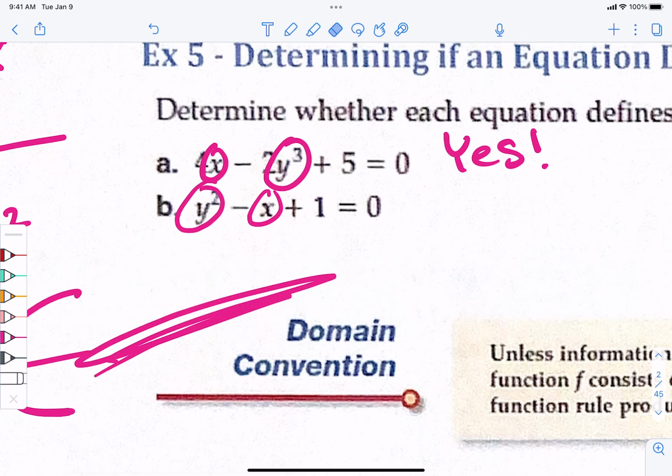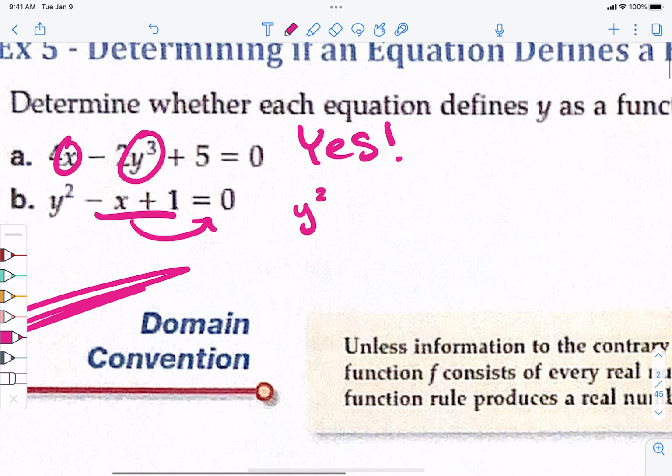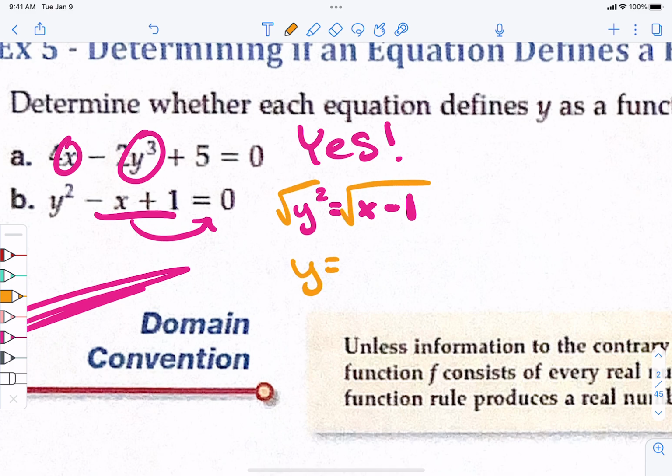Now, how do you know this? Let's say I'm solving for y, trying to get y by itself. Let's move these to the other side. I don't believe it either, right? If I subtract those to the other side, I get x minus 1, and then I take the square root of y. So y equals plus and minus the square root of x minus 1, right?